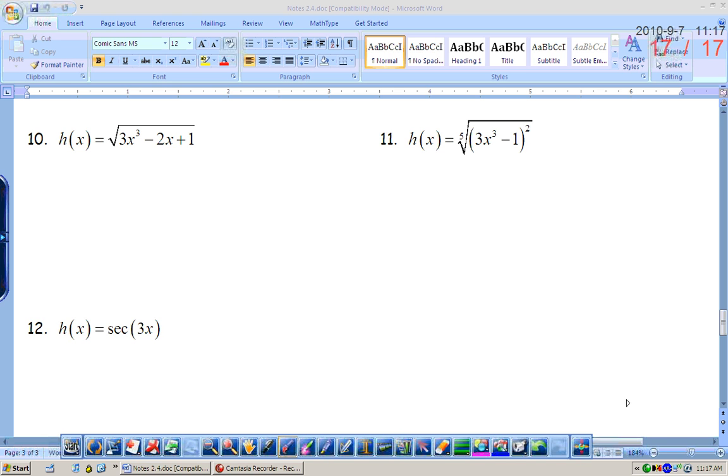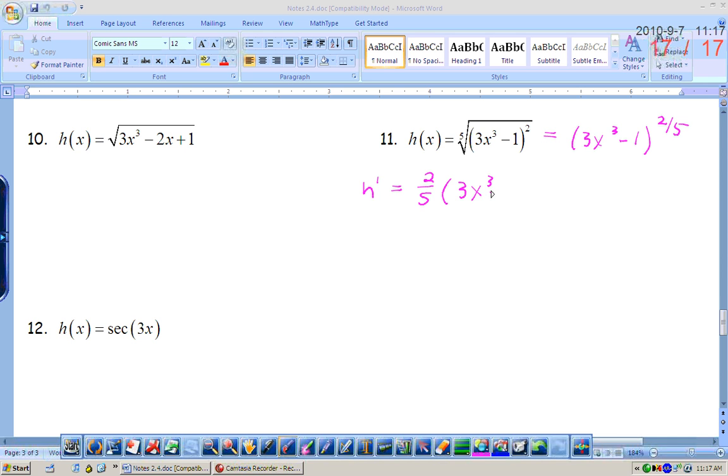10 or 11? Which one would you rather work? 11? Okay. So we want to rewrite it as 3x cubed minus 1 to the what power? 2/5. Good. All right, so h prime is going to be what? 2/5.